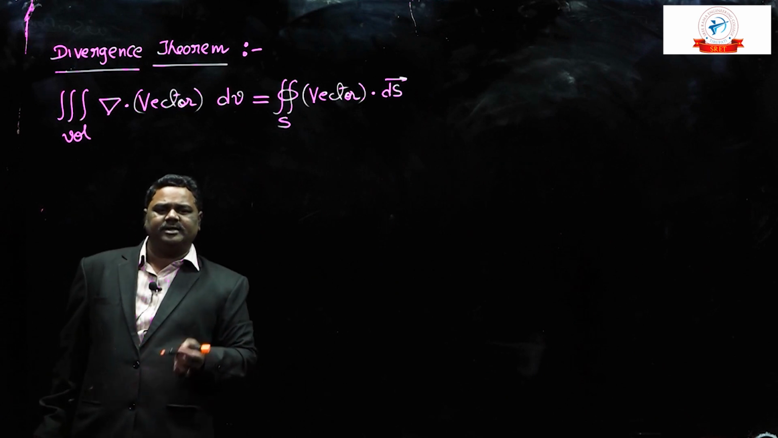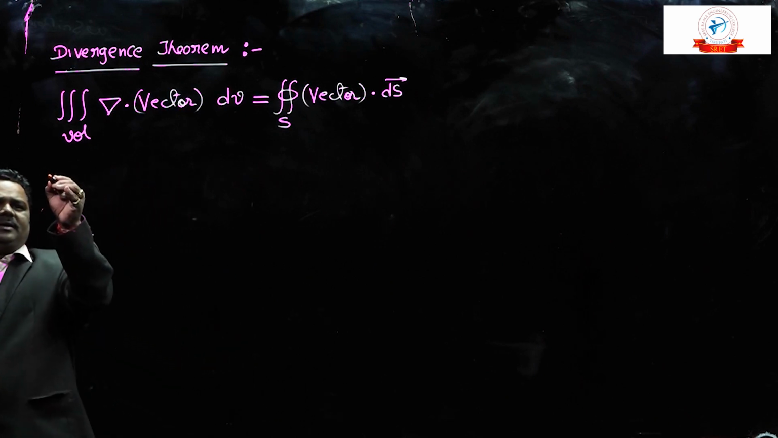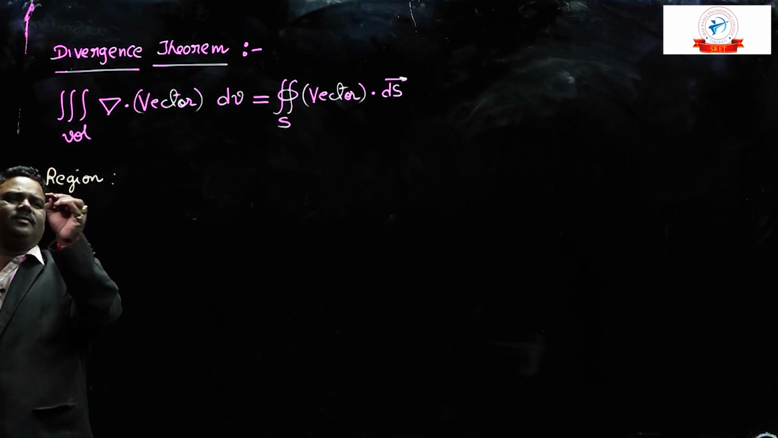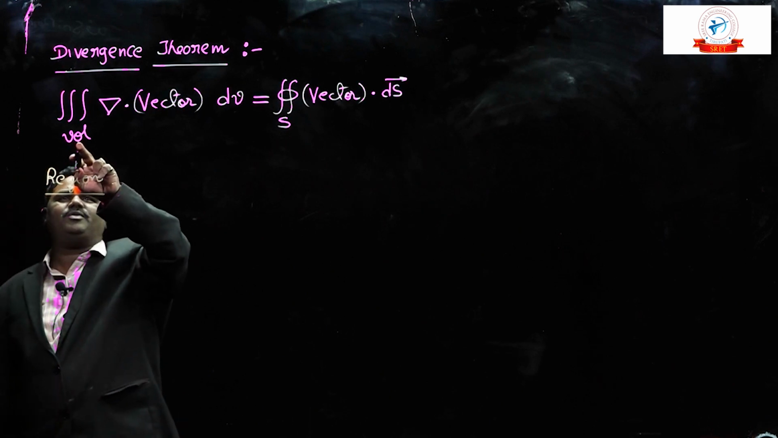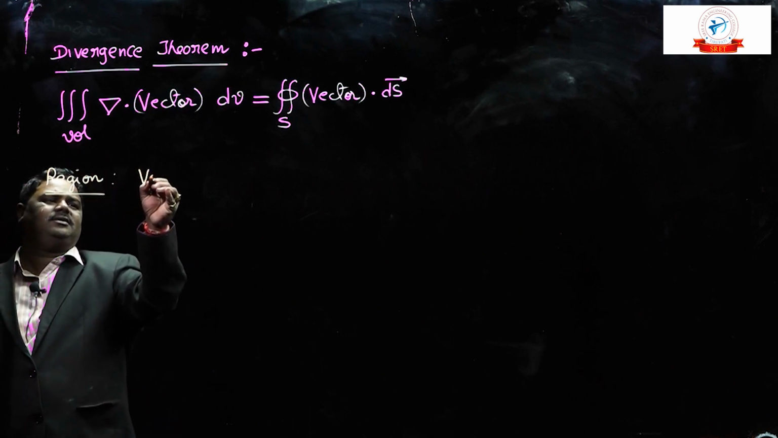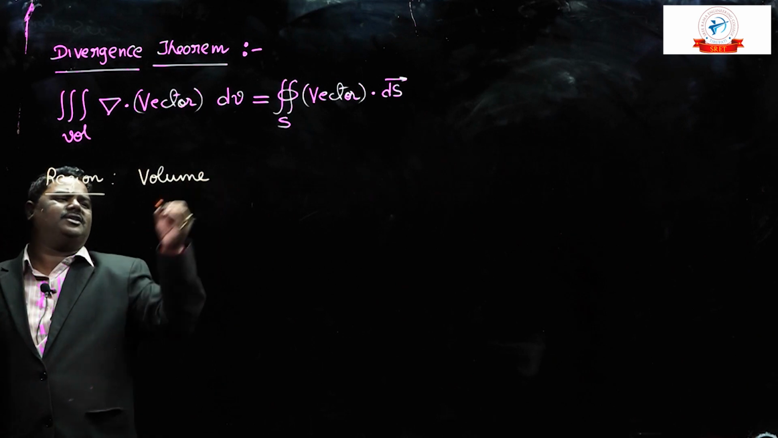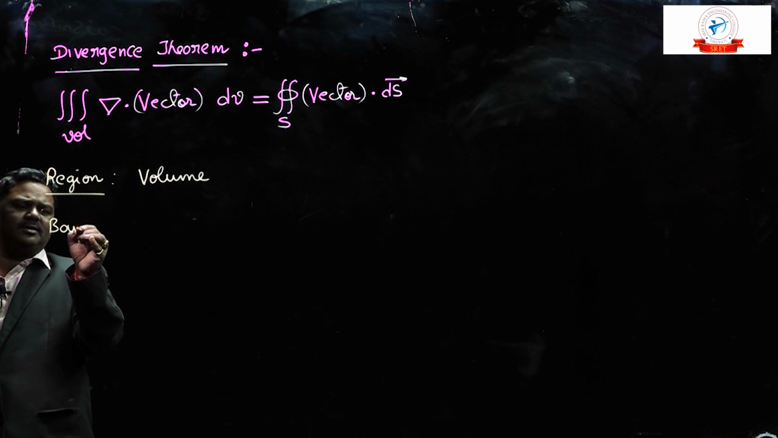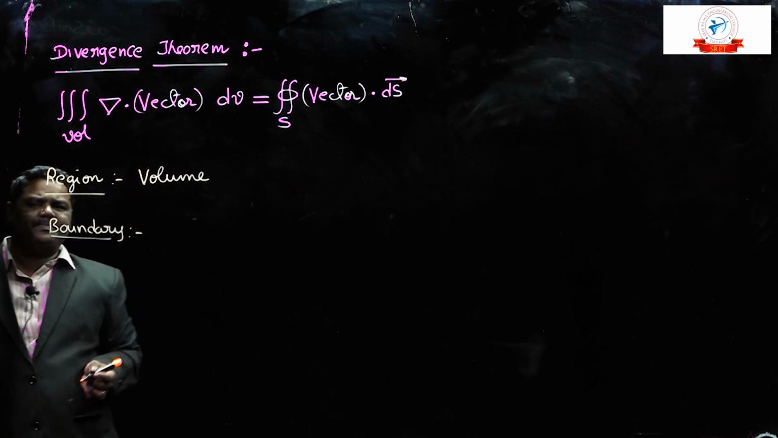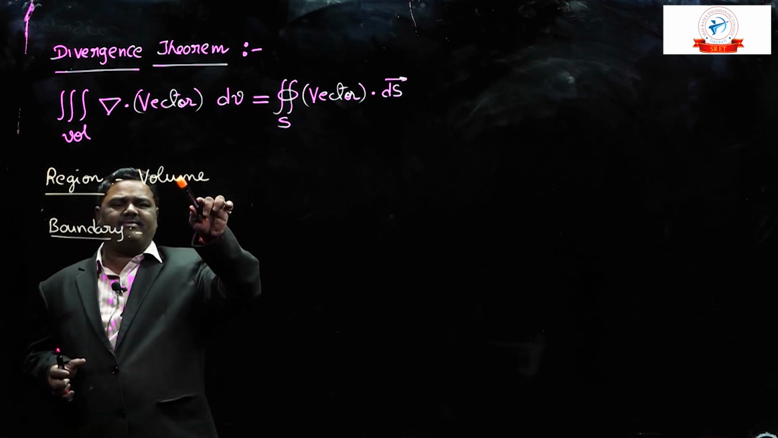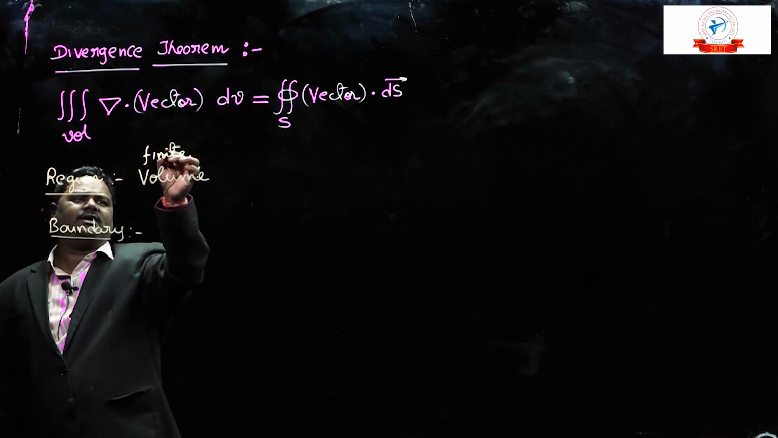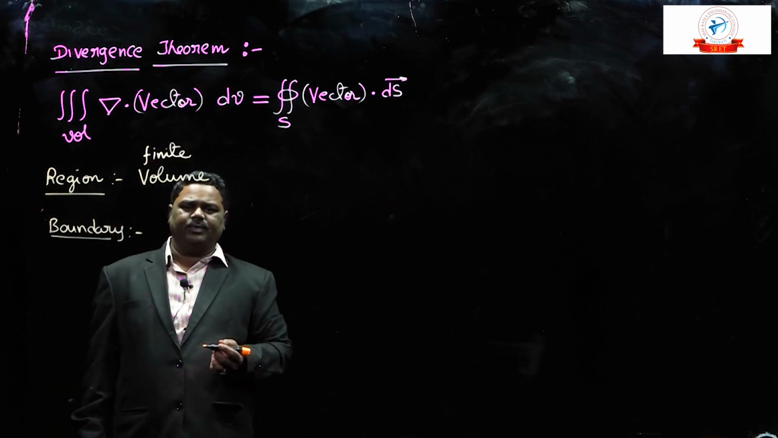For that, first consider the region we have considered in this theorem, which is nothing but a volume. Volume is the region we have considered here. Now I require the boundary for this volume. You can consider any finite volume. For any finite volume, what is the boundary?